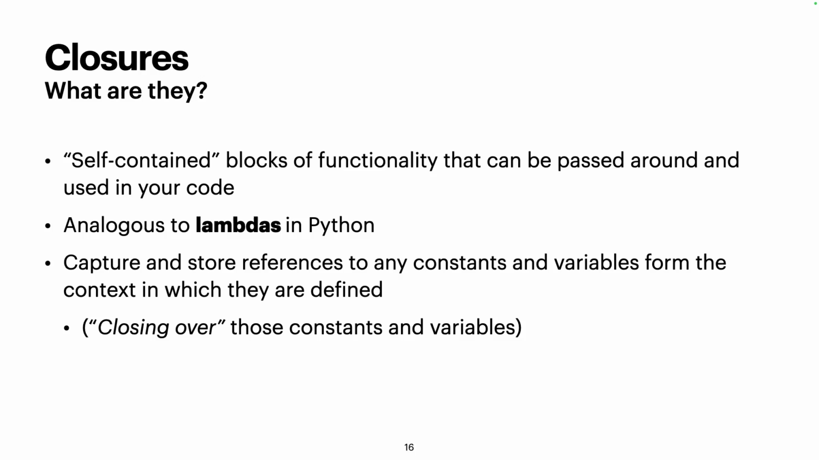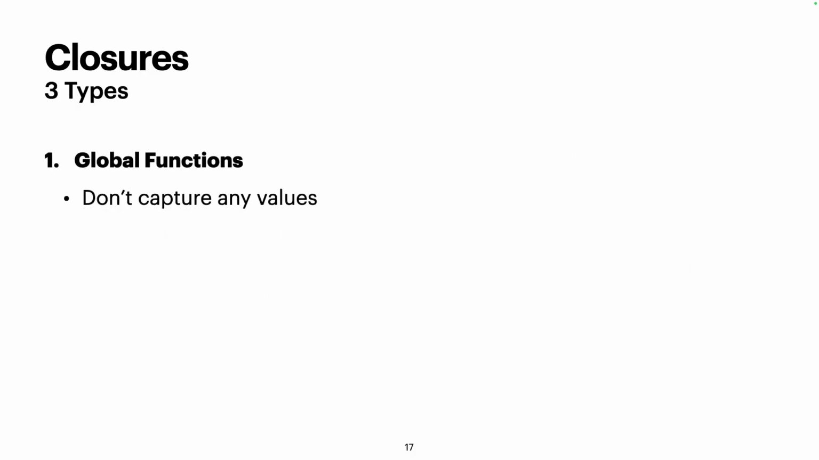One of the unique properties of closures is that they can capture and store references to any variables or constants outside or within the context in which they're defined. We call this closing over those constants and variables. Again, this is just jargon, but we can take a look at what closing over means. There are three types of closures. One is the functions that we've been writing, or global functions, and they don't capture any outside values. When the function finishes running, it doesn't retain values outside of its environment.